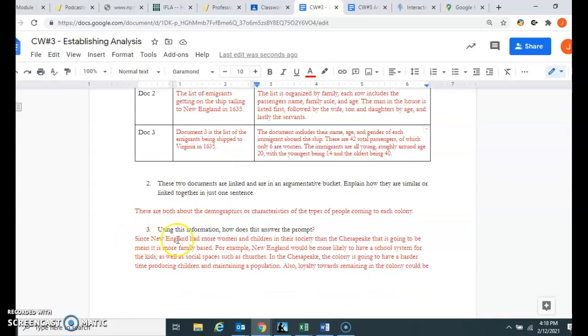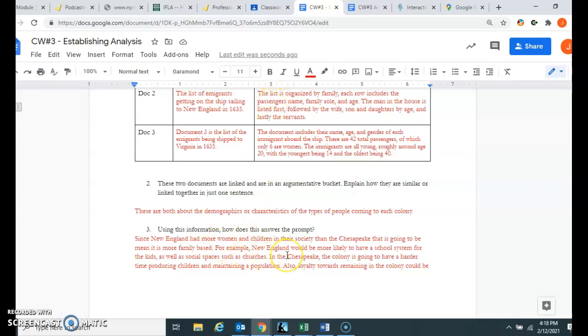So I say, since New England has more women and children in their society than the Chesapeake, that is going to mean it's more family-based. What does family-based mean, though? We have to go in more detail. This isn't actually that different than what we've already said in the summary. For example, this is where we're taking our critical analysis, leap of faith. New England would be more likely to have a school system for the kids, as well as social spaces such as churches. That's true, because we know that New England had that, but we're now able to connect that with the information in the document.